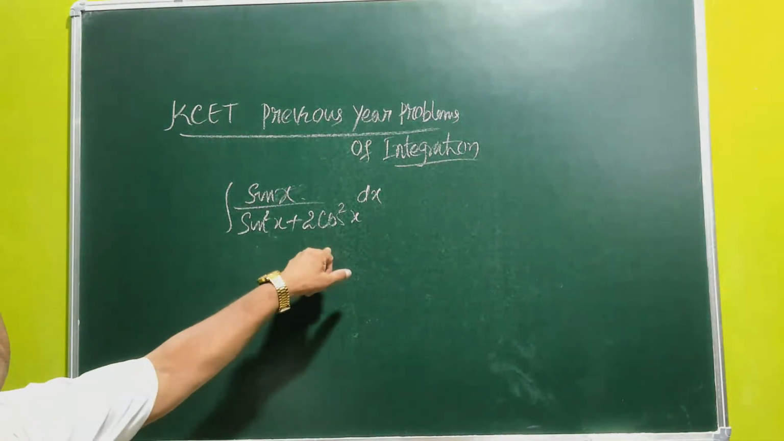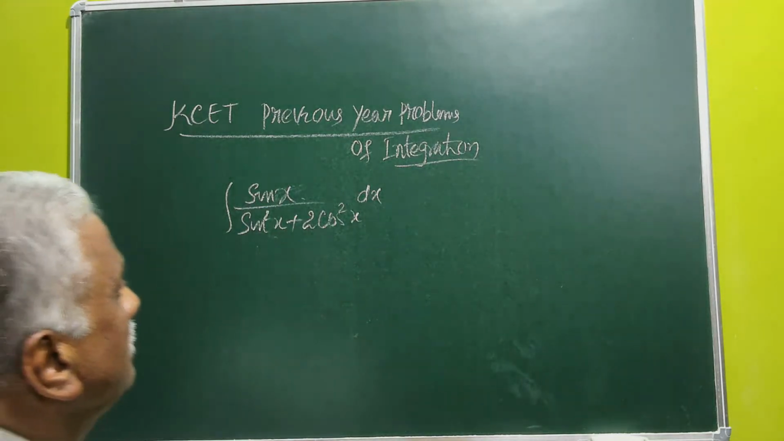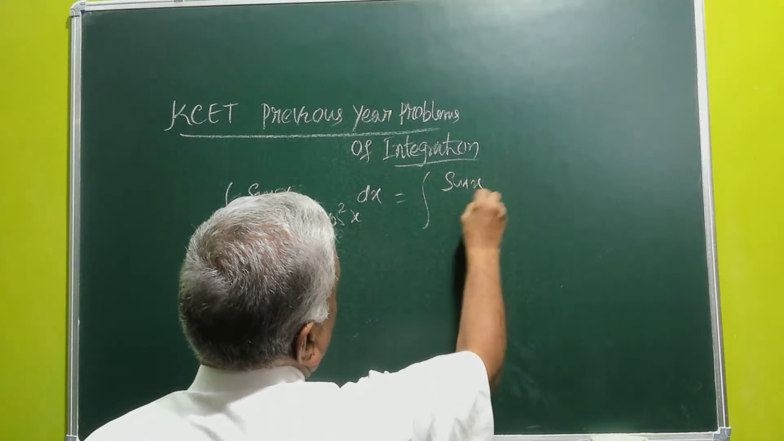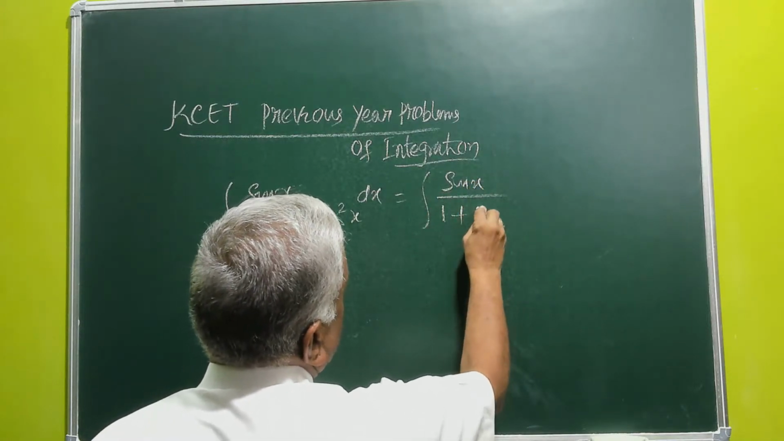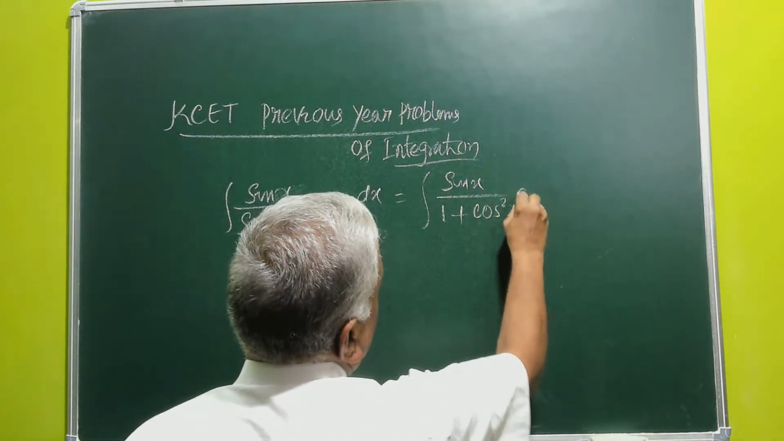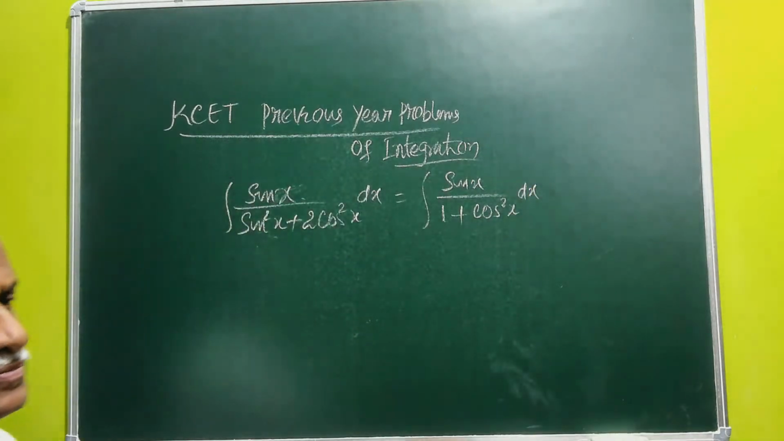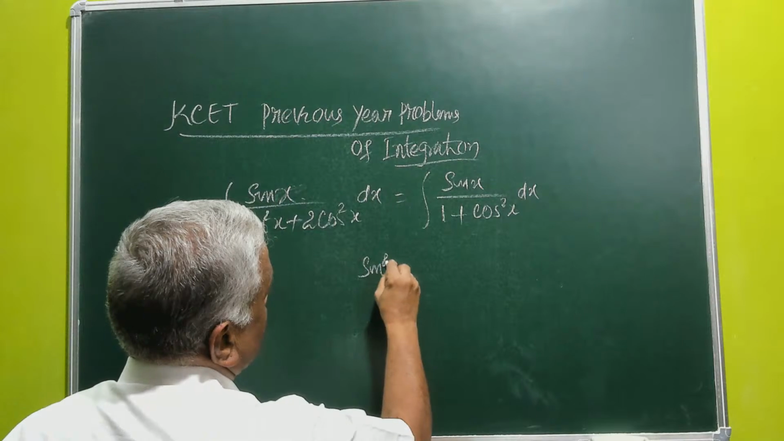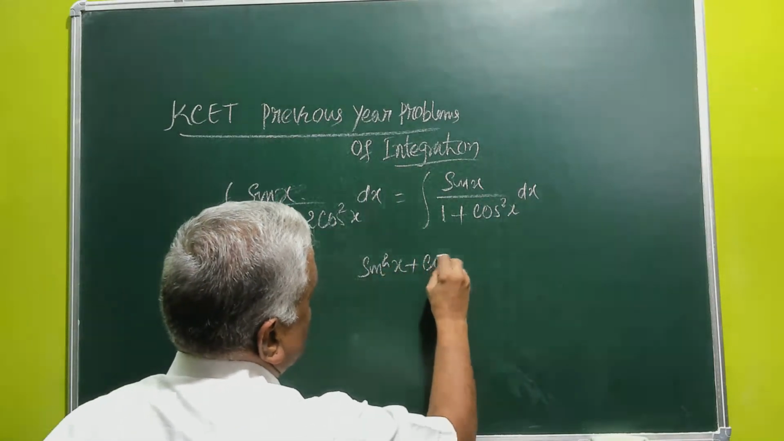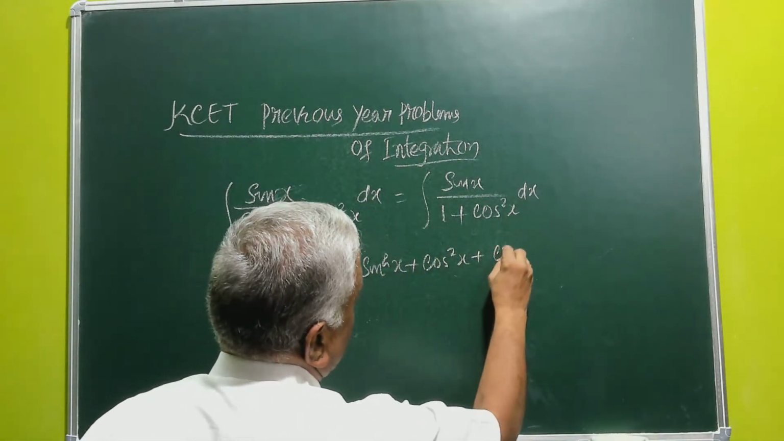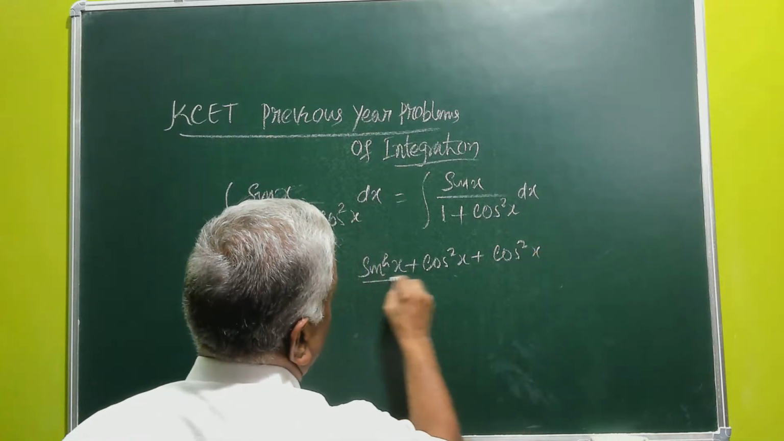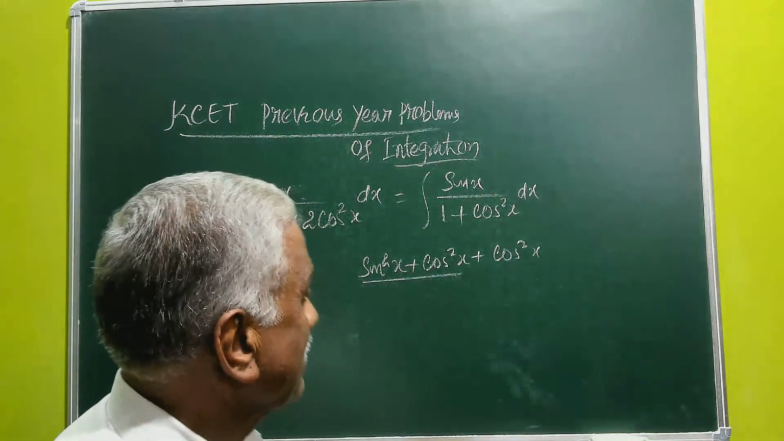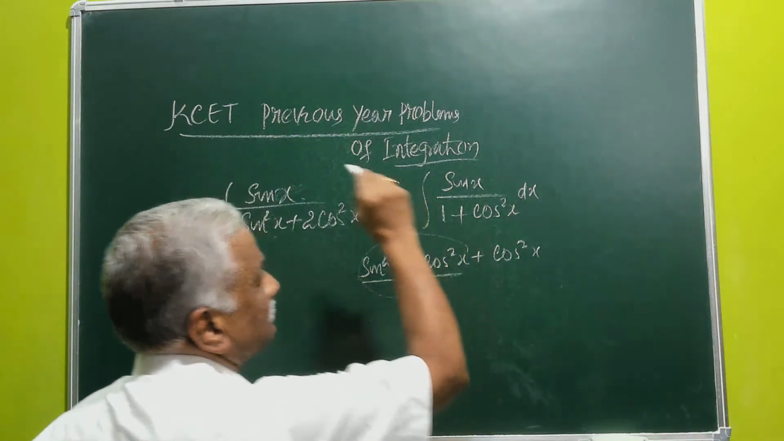You know sin square x plus cos square x is 1. So this is going to be sin x over 1 plus cos square x. You can write this as sin square x plus cos square x plus cos square x. The entire skill is here. Write 2 cos square x as cos square x plus cos square x, and this is 1.